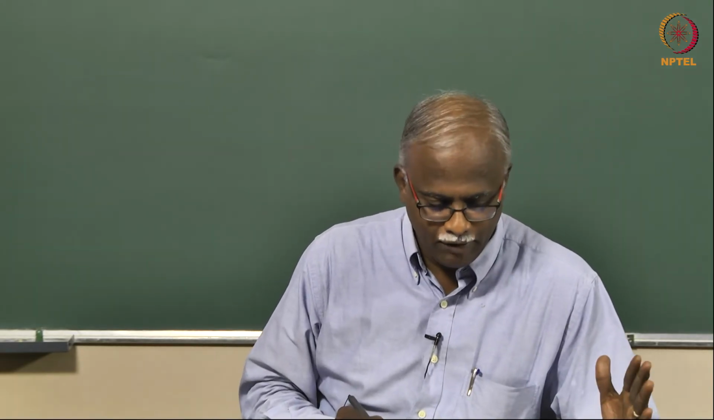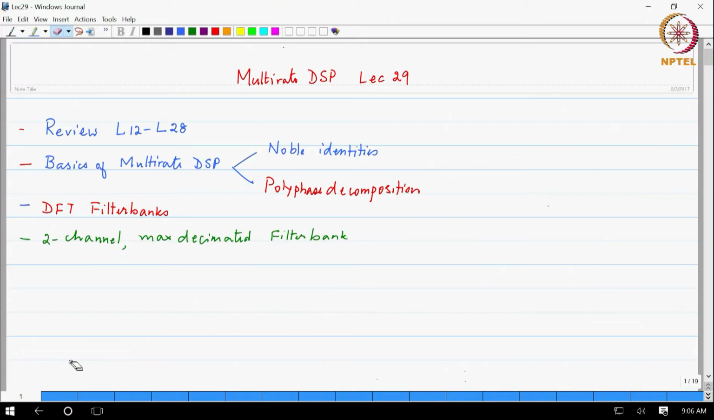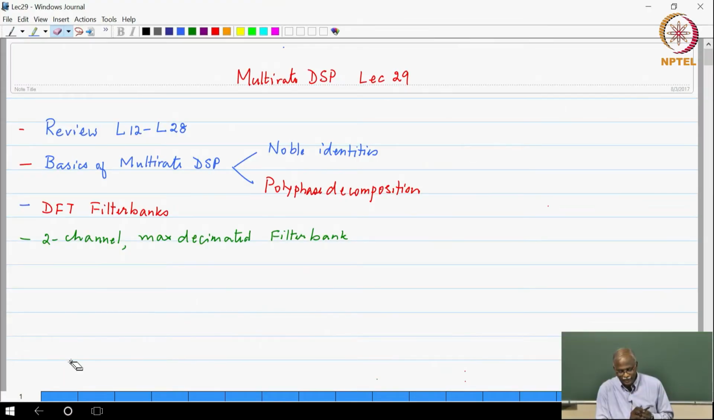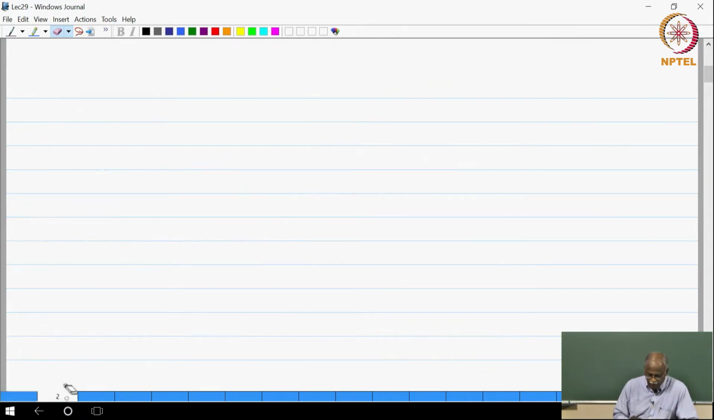So, roughly lecture 12 was where we were introducing the noble identities, started looking at polyphase decomposition. That is more or less the start of the end of quiz 1 and the start of the portions after quiz 1. Then we talked about DFT filter banks and their properties, and then the 2-channel maximally decimated filter bank, the various solutions. Actually, we looked at 4 different solutions. So, the task for us now is to quickly review the items from lectures 12 onwards.